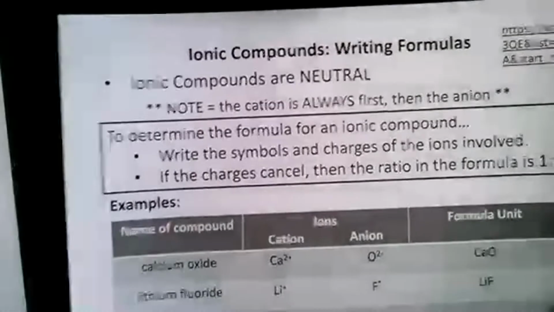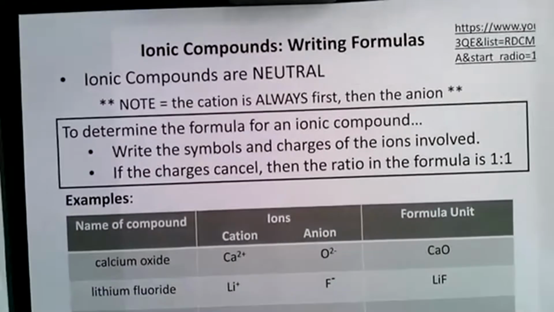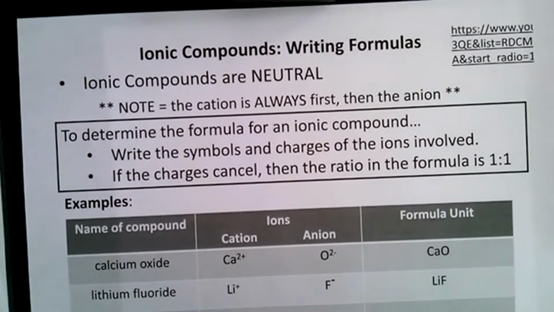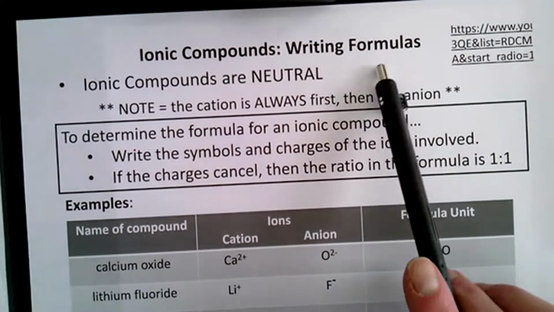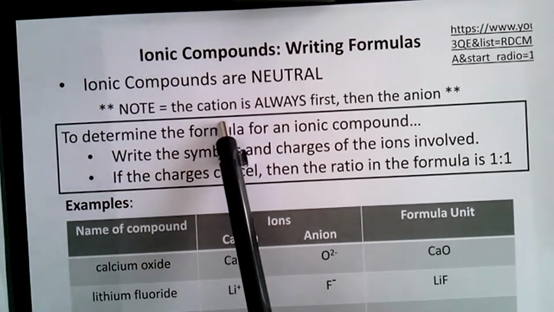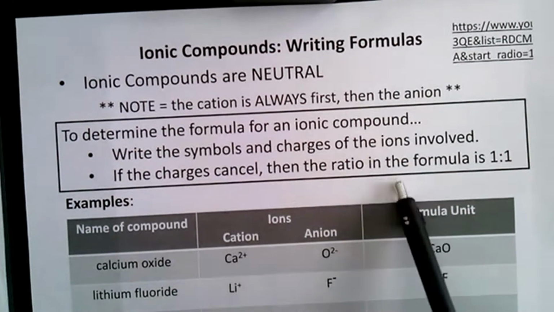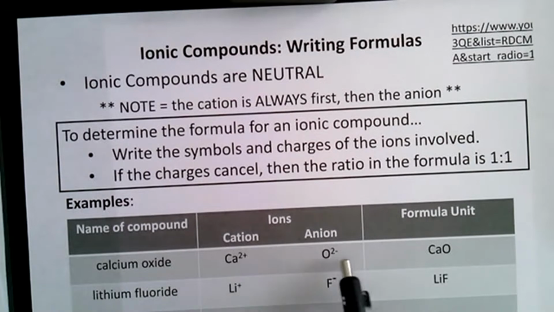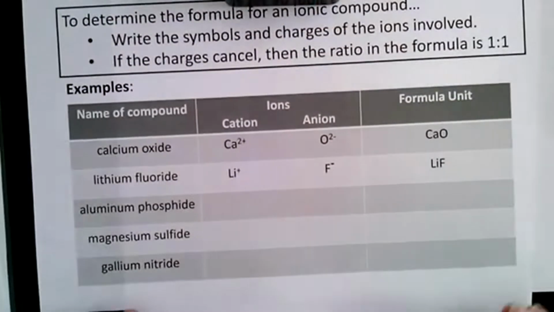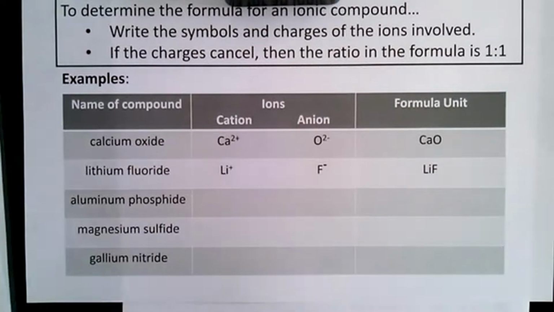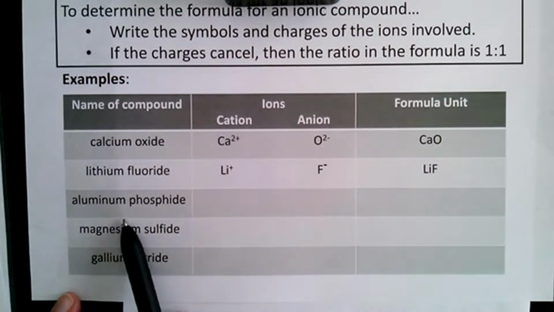So just remember we covered this before, but I just wanted to put this here again. When you're writing a formula for an ionic compound, the cation is always first and then the anion, right? And this is kind of the process. You write your ions out, you look at their charges. If their charges automatically cancel, then your formula is just putting the two symbols together. We're going to do a couple more of these before we move on to what to do when the charges don't cancel. So let's look at aluminum phosphide.